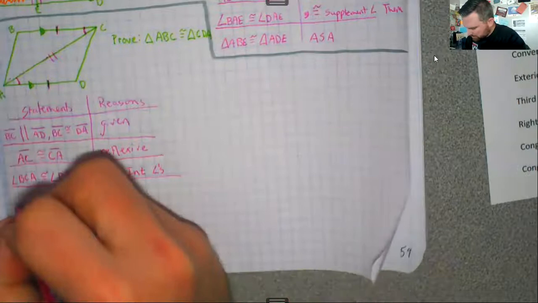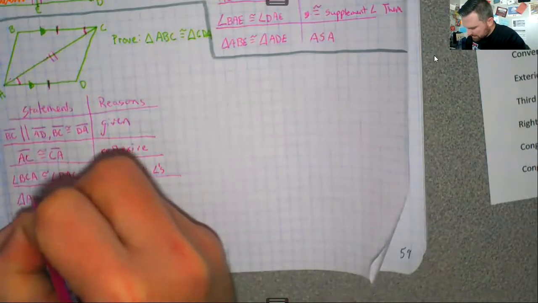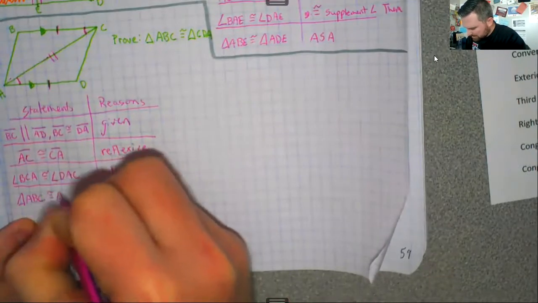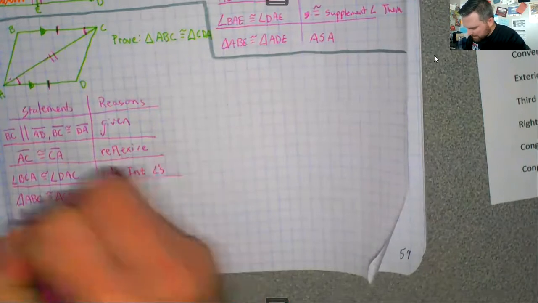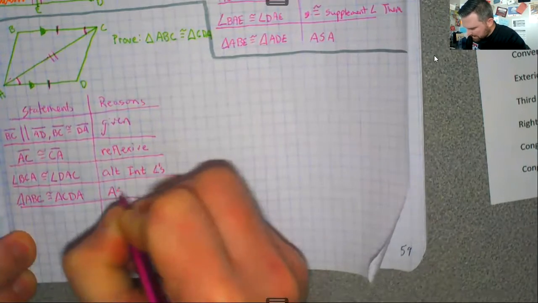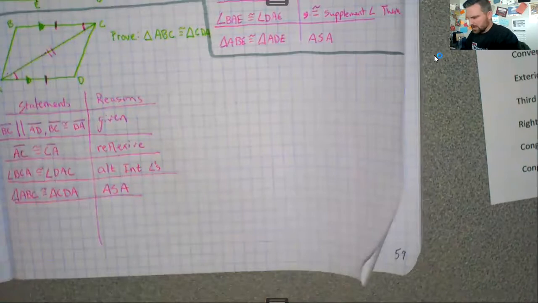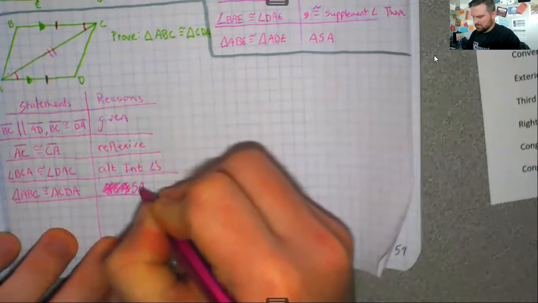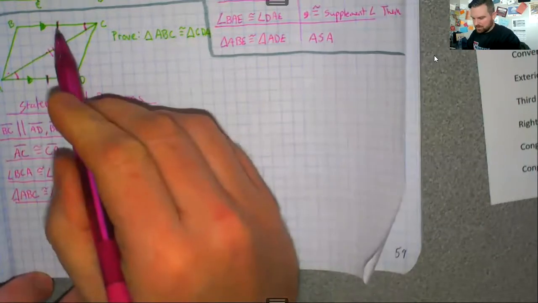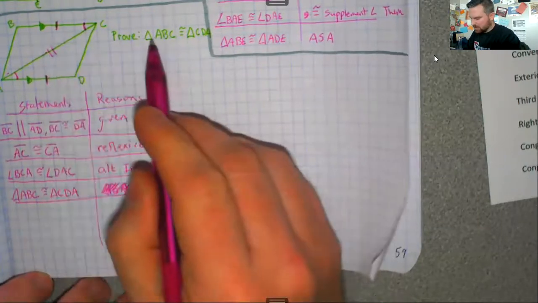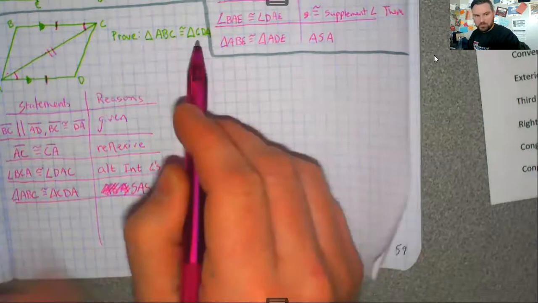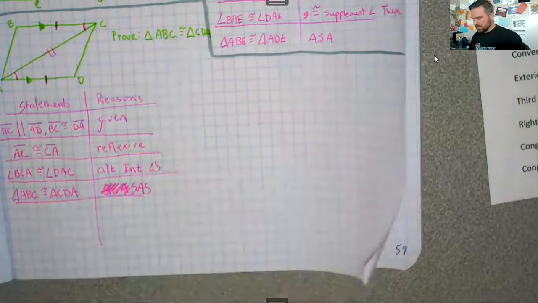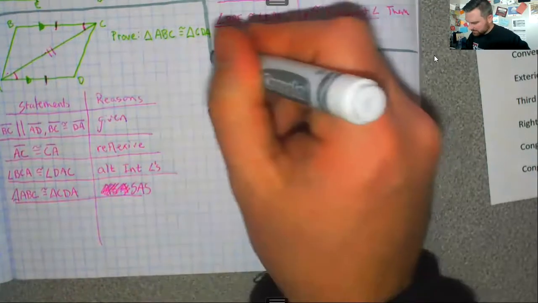So triangle ABC is congruent to triangle CDA by angle, side, angle. Sorry, not angle, side, angle. Side, angle, side. And I copied just what this was right down here. So that tells me that I am finished.